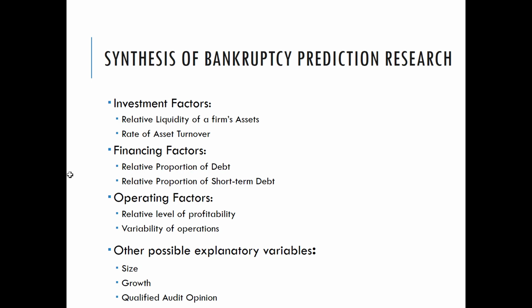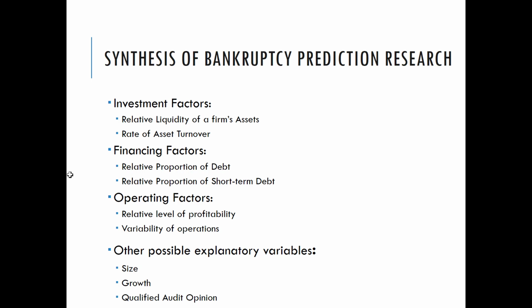So there's a trade-off technically. You want to have liquid assets, but you also don't want to have too much of them. We have things like asset turnover, so again, the fifth variable in the Altman Z-score. Asset turnover is important because it tells you how efficient you are at using your assets to generate revenues.